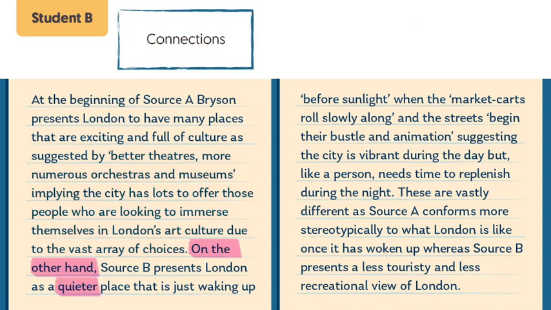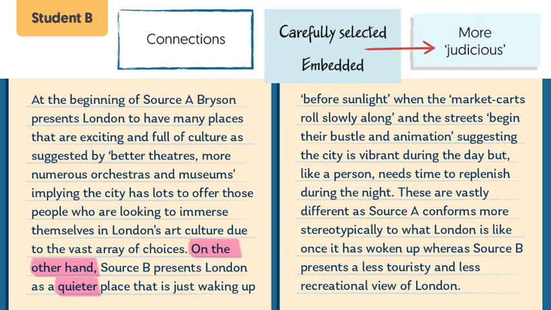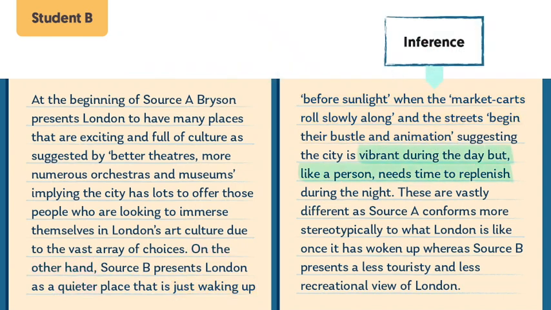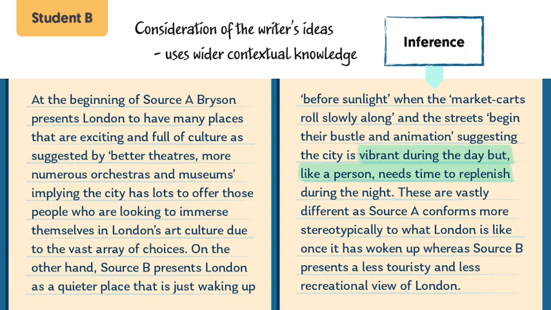Again, the use of "on the other hand" and the comparative "quieter" show connections being made between the sources. Student B's references to the text are more carefully selected and embedded, making them more judicious, as the inference of the city waking up is linked to "before sunlight", which is then linked to the idea of the streets beginning their bustle. The inference focuses on the idea that the city can be vibrant and busy, but suggests the city, like a person, needs time to replenish. This inference again shows more consideration of the writer's ideas, and is a more thoughtful, more perceptive interpretation, as it uses a wider contextual knowledge of cities waking up to interpret the information being given.